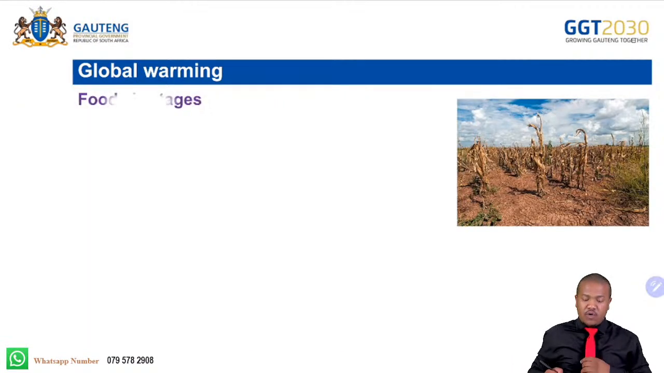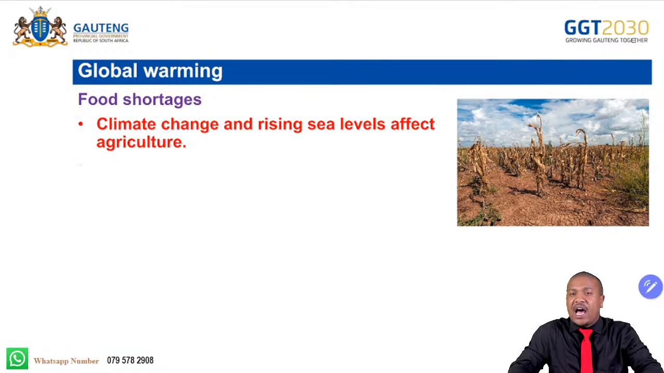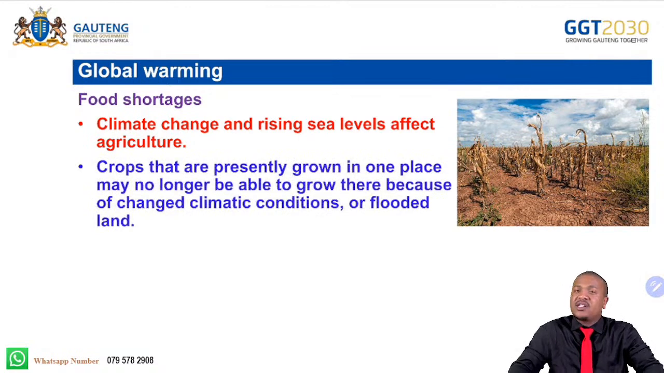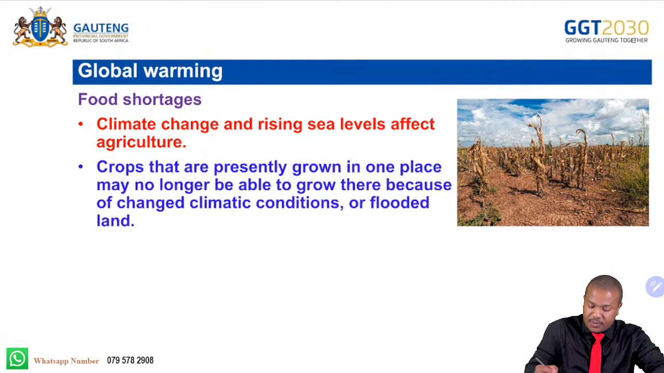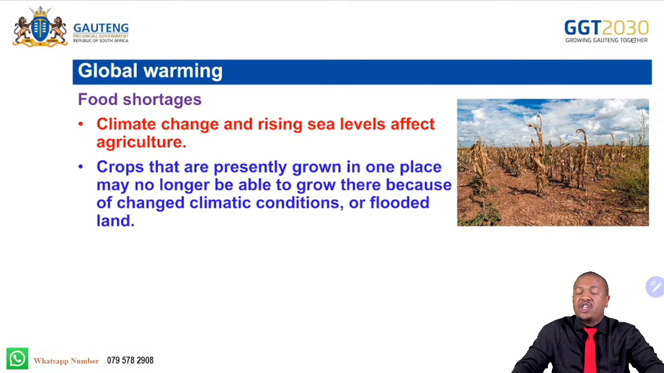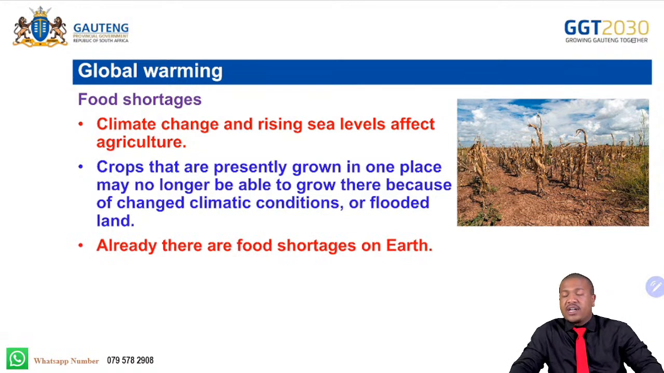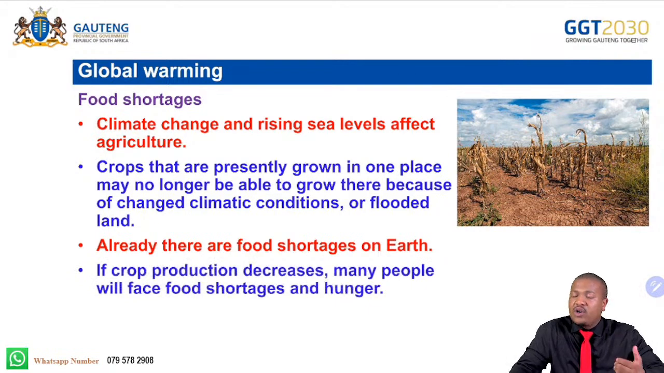Now, moving on to food shortages, right? Climate change and rising sea levels affect agriculture as well, right? They affect agriculture as crops now presently grown in one place may no longer be able to grow there because of changed climatic conditions or flooded land, right? And already in our country, we are experiencing what? Shortages of food, right? Not only in our country, on earth as a whole, right? We are experiencing shortages of food. So if crop production decreases, many people will face food shortages and hunger.